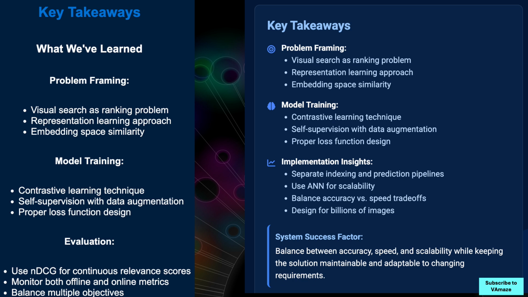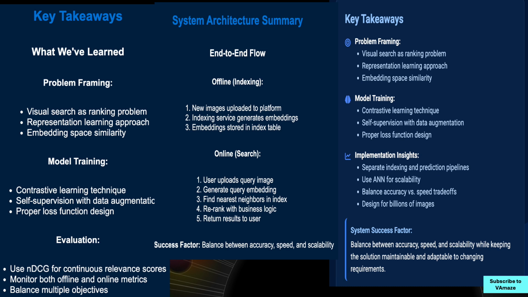Real-world considerations. Let me also touch on some real-world considerations that separate good systems from great ones. Latency matters tremendously. Users expect search results almost instantly. This means you need to carefully optimize every component, from embedding generation to nearest neighbor search to re-ranking. Even saving 50 milliseconds can significantly improve user experience. Quality and diversity both matter. You want similar images, but you also want diverse results. If someone searches for a red chair, they probably want to see different styles of red chairs, not 20 variations of the exact same chair.